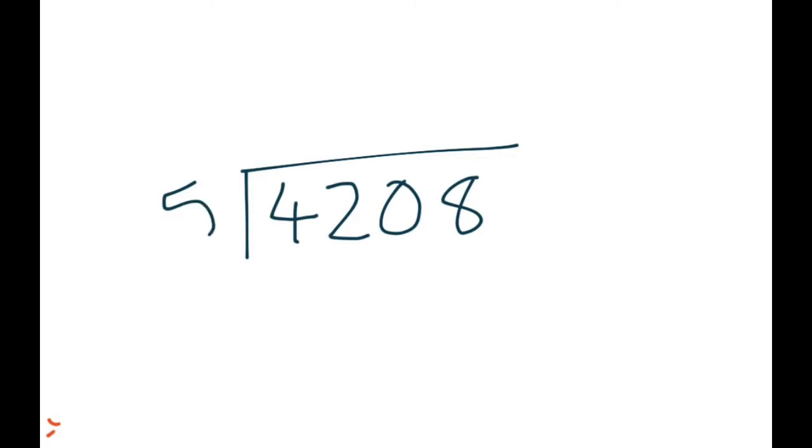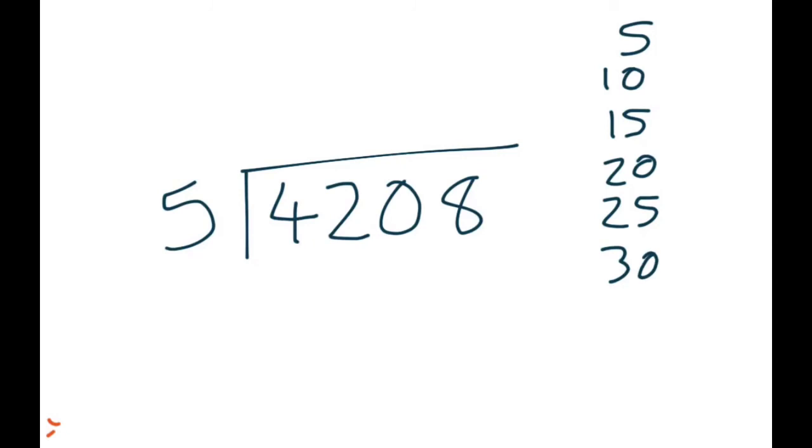4,208 divided by 5. I know that won't work because it doesn't end in a 5 or a 0. Okay, 5, 10, 15, 20... Now, of course, a lot of you will be able to do this times table part in your head, but it is fine to write them out. It's not a problem at all. I'm going to stop at 50 for now.